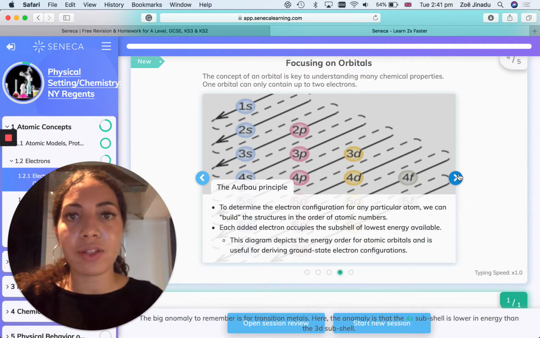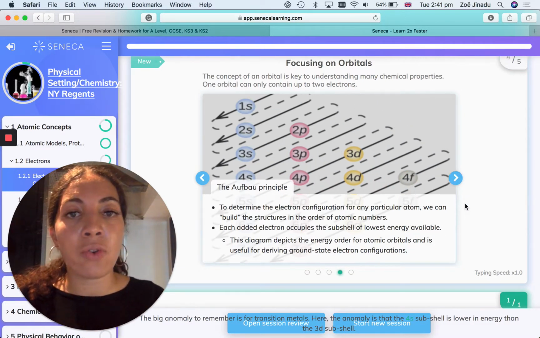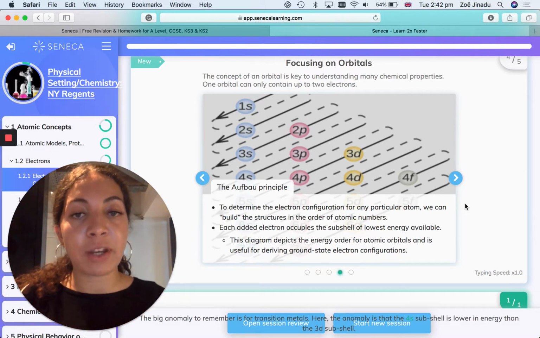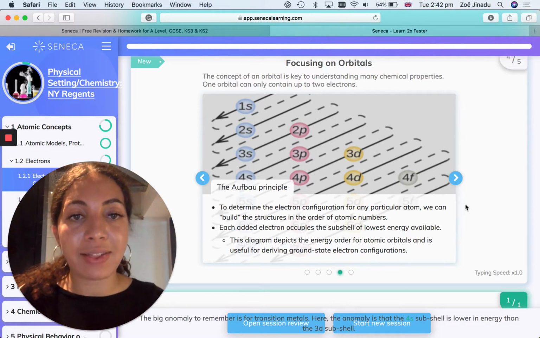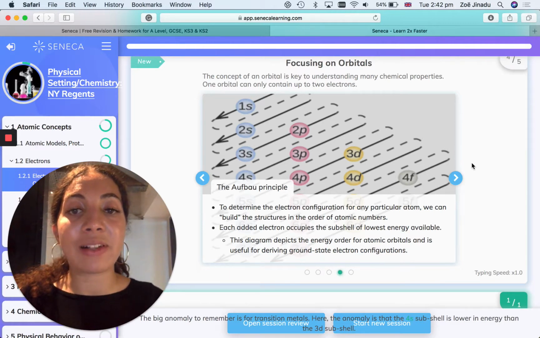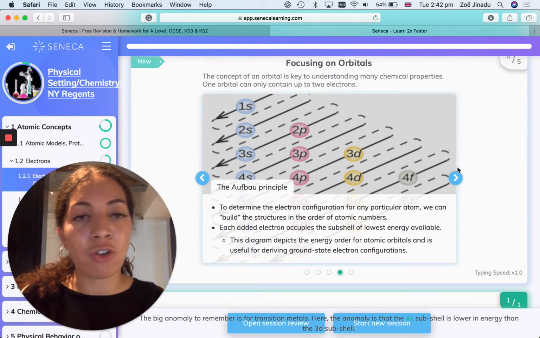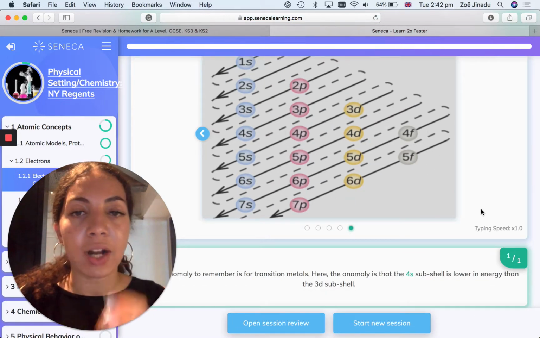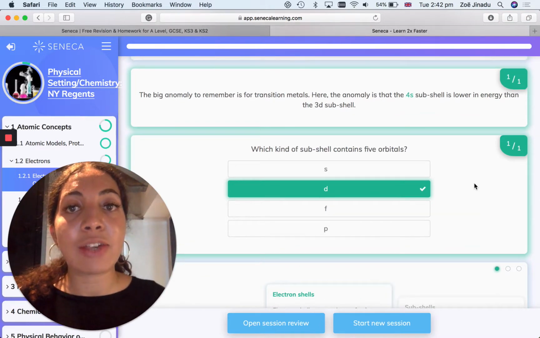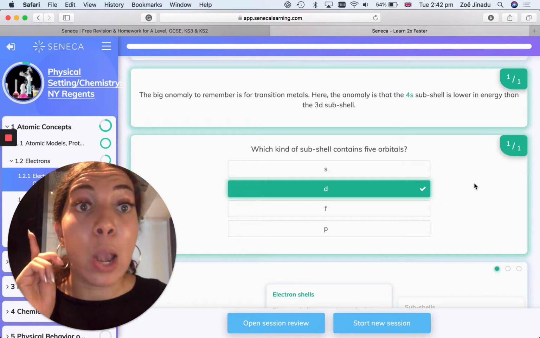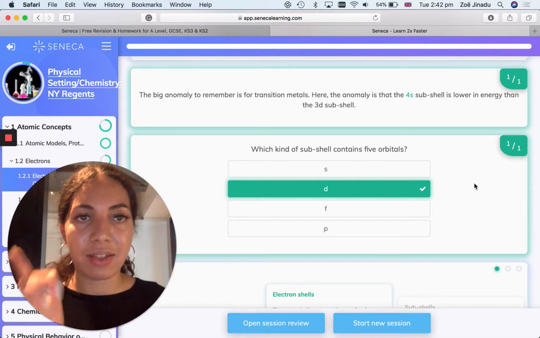Okay, remember that sequence. To determine the electron configuration for any particular atom, we can build the structures in the order of atomic numbers. Each added electron occupies a subshell of the lowest energy available. The diagram here of the Aufbau principle depicts the energy order for atomic orbitals and is useful for deriving ground state electron configurations. So please check out the video if you're listening on the podcast. The big anomaly to remember is with transition metals. Remember this one: the 4s subshell is lower in energy than the 3d subshell.